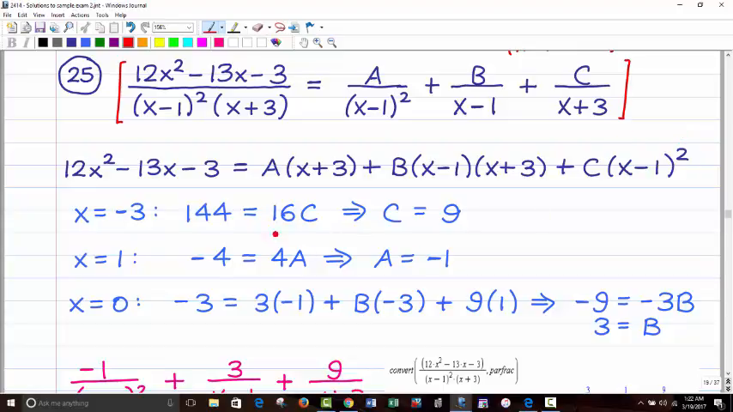And so you have 16c equals 144. Therefore, c equals 9. If I choose another x, such as 1, 1 is good because 1 wipes out b and c because they both have x minus 1 terms. Put in 1, I get -4 on the left side. I get 4a on the right side. So a would equal -1.